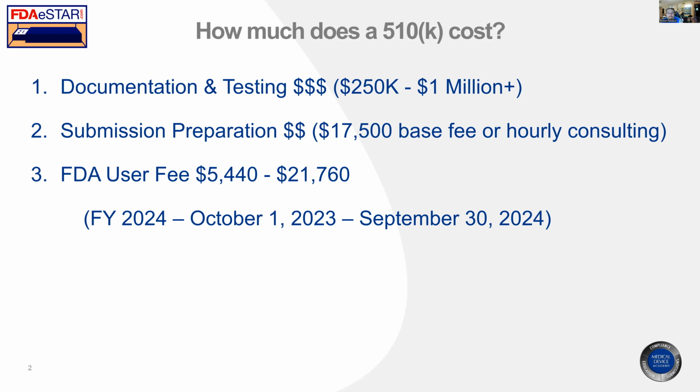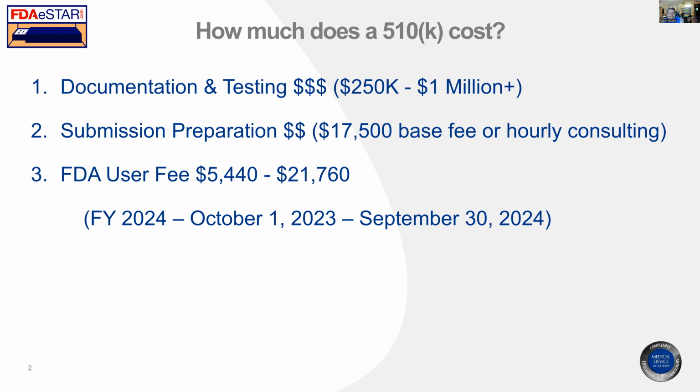And you might have to do side-by-side testing with a predicate. And if you do a human study, even for IVDs, it's hundreds of thousands. And for non-IVDs, implants, you could easily be looking at $1 million plus. And it depends on the number of subjects and how long those studies are. Is there any follow-up? Is there imaging? So there's a lot of variability.